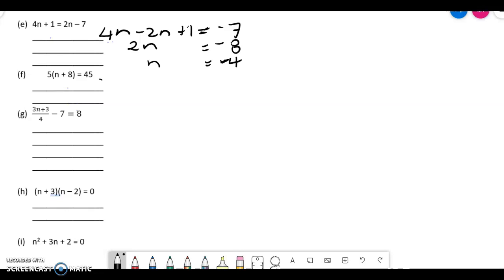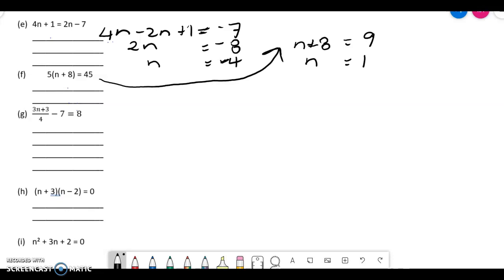If we are cunning, we can see that that side and that side could both be divided by 5. So if I divide the side here by 5, I'm going to end up with n plus 8. If I divide 45 by 5, I'm going to end up with 9. So therefore n equals 9 minus 8, which is going to give us 1.